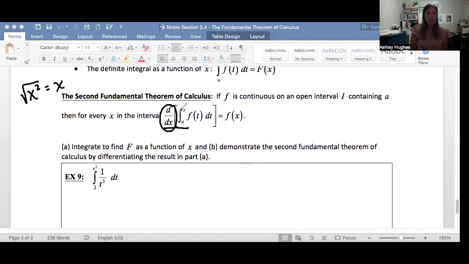I'm taking the derivative of the antiderivative of f, and what do you notice? Does f change? Little f is still little f. It's not big F. You're not taking the antiderivative. You're taking the antiderivative, and then you're taking the derivative, so it goes back to little f. So you're just plugging in whatever this bound is here, x.